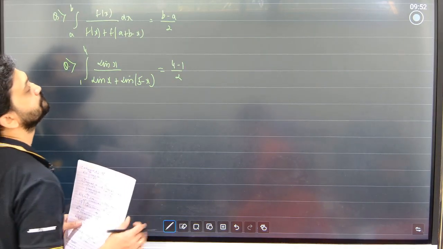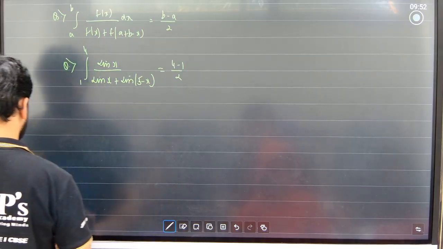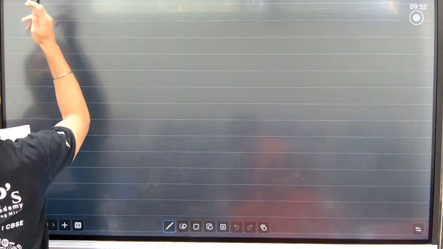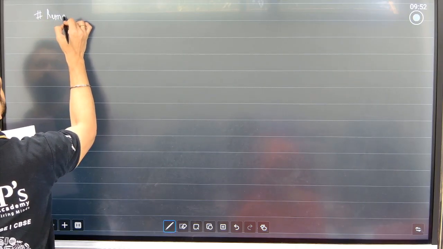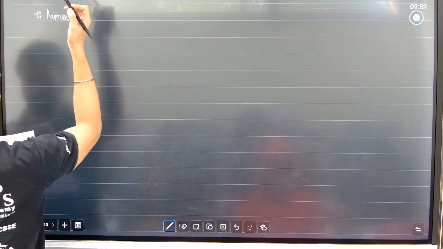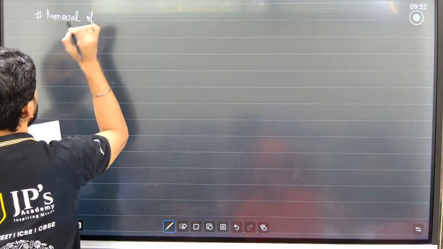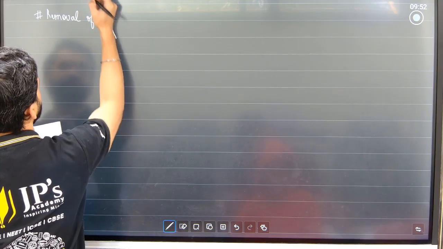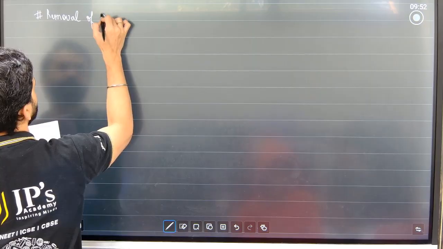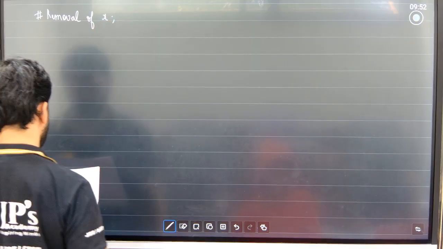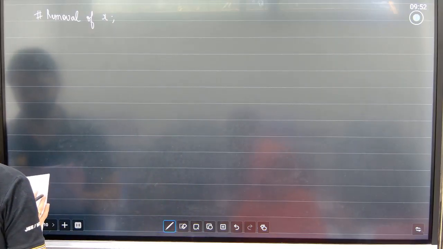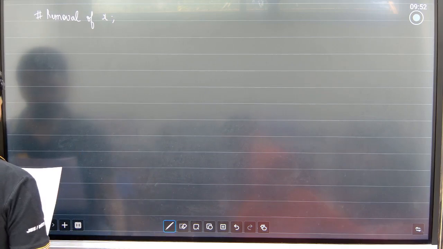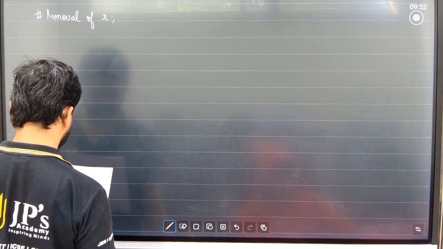Now, it is easy. You can take it as a topic or a type of question. Removal of x. Removal of x, that I have to remove x, okay, I have to remove x.